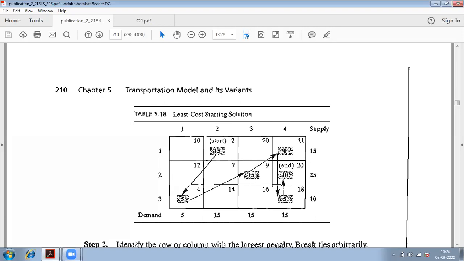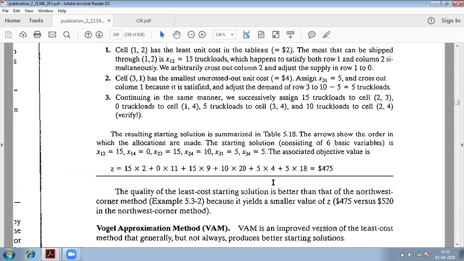Allocate 15 maximum to the possible least cost cell. Among the 4 cells, 9 is the least cost. So allocate 15 and automatically to balance this, you add 10 here, 25. You balance the vertical, you add 5 here, automatically vertically balanced, horizontally balanced, totally. Now to analyze this cost of transportation: 15 into rupees 2, 5 into rupees 4, 15 into rupees 9, 10 into rupees 20, 5 into rupees 18, totally 475.